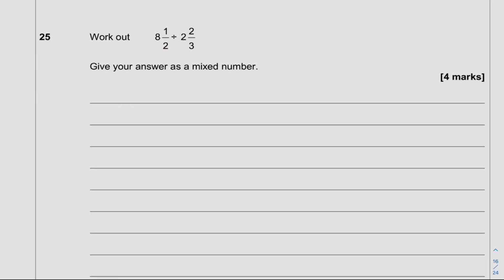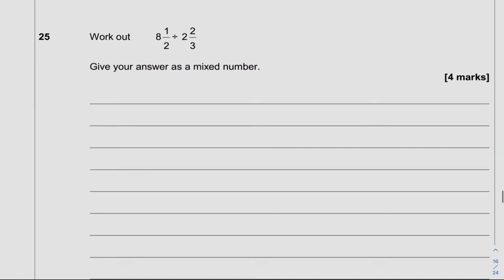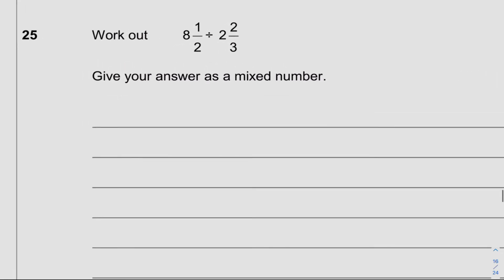Question 25 is worth 4 marks, so it's quite a big question, and what we have to do is work out this expression here. So we've got two mixed numbers and they're being divided by each other. So it's a fairly straightforward question. We've just got to take it slowly to make sure we don't make any silly mistakes.